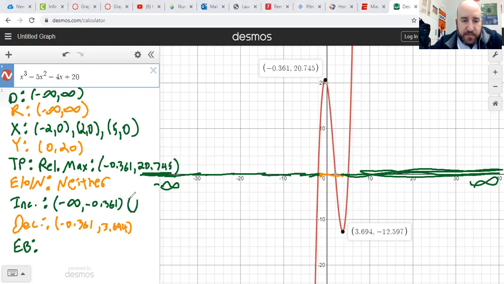So I'm going to put this U, which represents a union. Again, y'all probably haven't seen it for a while because we didn't get the probability at the end of last year in geometry. That would have been the most recent place y'all would have seen it. So it's increasing from 3.694x to positive infinity. So again, we're trying to cover our entire domain. We got negative infinity to negative 0.361, negative 0.361 to 3.694, and then 3.694 to positive infinity. So we've covered our entire domain.